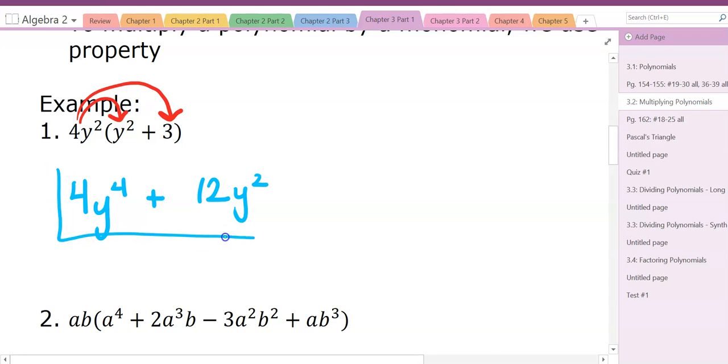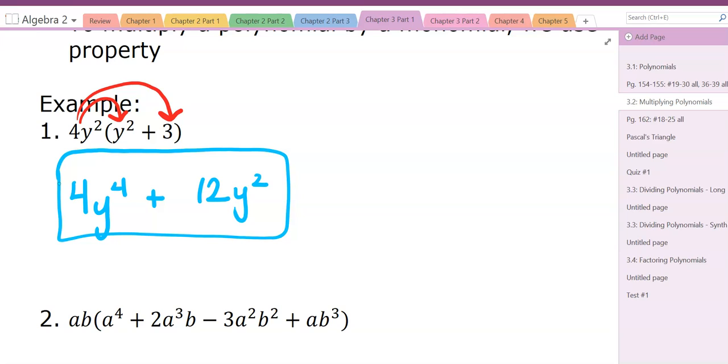So this is my answer. You can't combine those two things because the y's have different exponents. y to the 4th and y squared are not the same thing, so we can't simplify that any further.